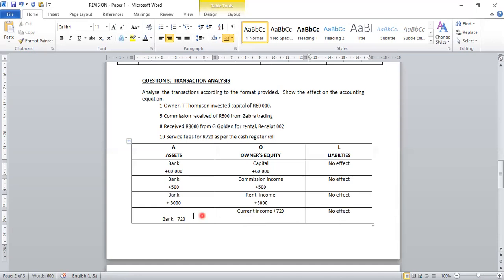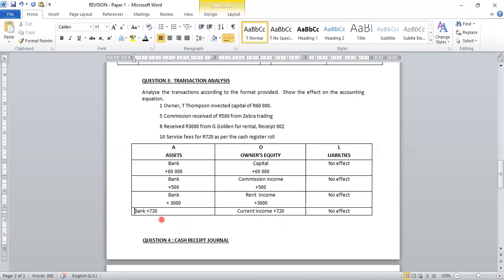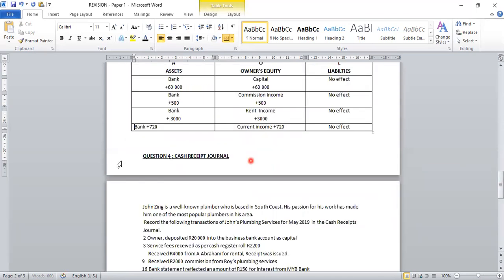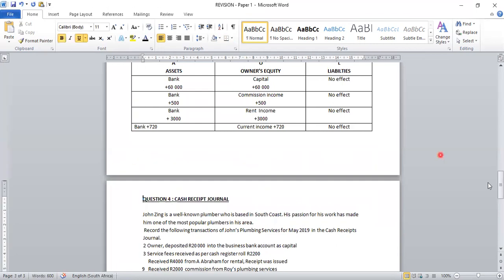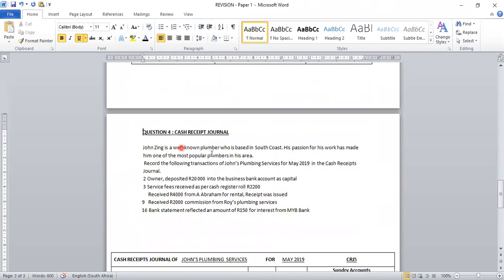Learners, I hope you do understand how to record transactions in the accounting equation. Okay, let us move to the cash receipt journal, which is question 4 of your revision activity. So question 4, John Zing is a well-known plumber who is based in the South Coast.